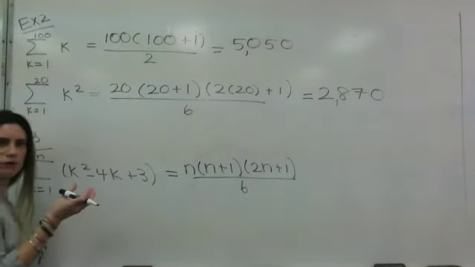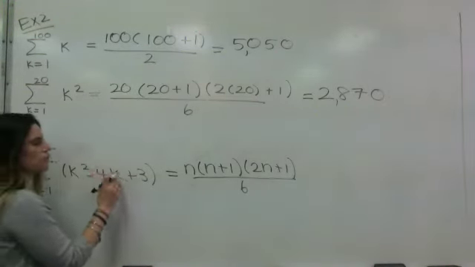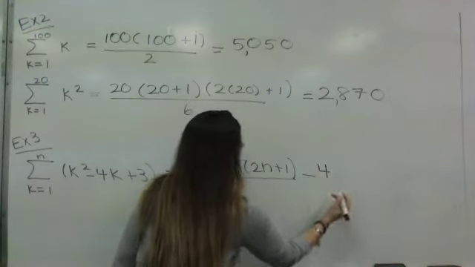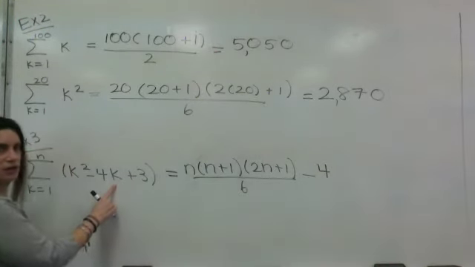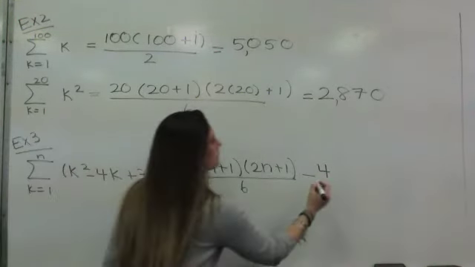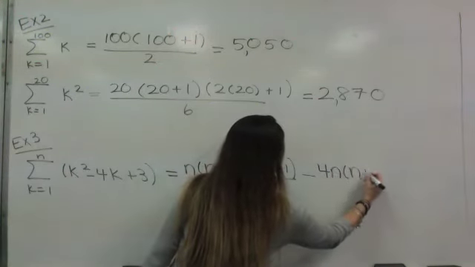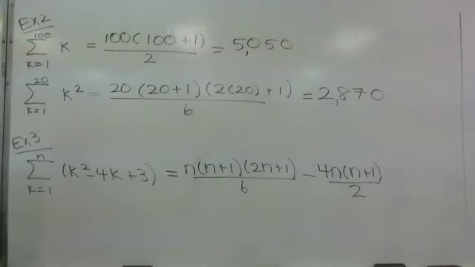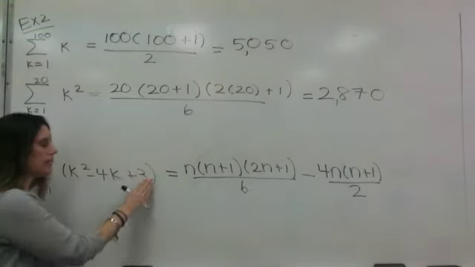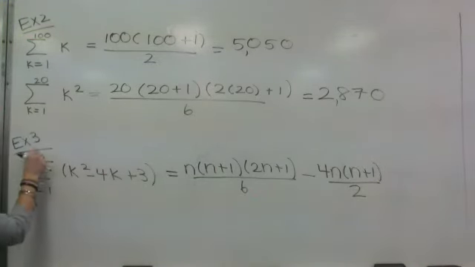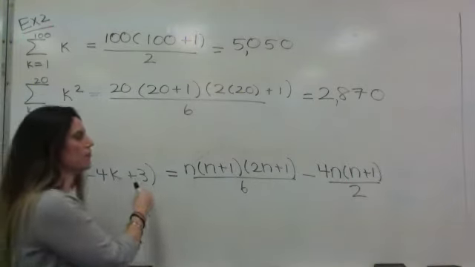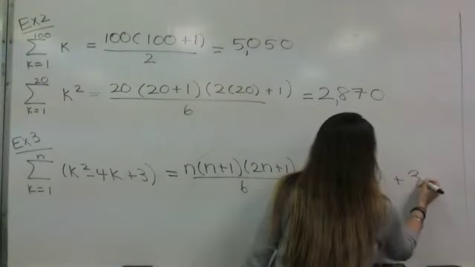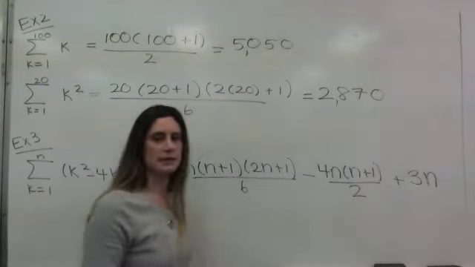Now, constants can move to the front of sigma. So this minus 4, I just copy that down. And then here's a k, so I now need the formula for k, which is n times n plus 1 over 2. And then the property, when it's a plain number by itself, is that you just multiply this n times that 3. So at the end, you'll have a plus 3n.